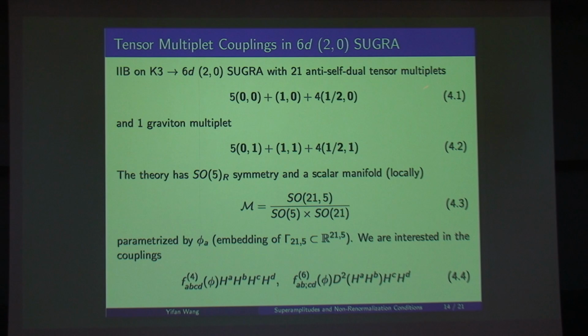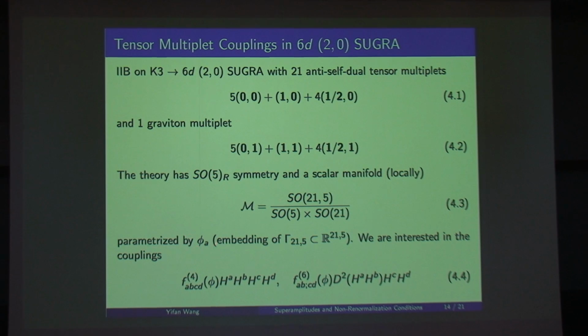So let's now switch gears and talk about half-maximal supergravity in 6 dimensions. These are (2,0) supergravities from compactification of type 2B supergravity on a K3 manifold. The matter content consists of 1 supergravity multiplet and 21 self-dual tensor multiplets. These numbers represent the SU(2) cross SU(2) little group representations, which is not very important for our purpose here. This theory has SO(5) R-symmetry and a very large scalar manifold, or vacuum moduli space, parameterized by the coset SO(21,5) over SO(5) times SO(21). That's a 105-dimensional homogeneous manifold.